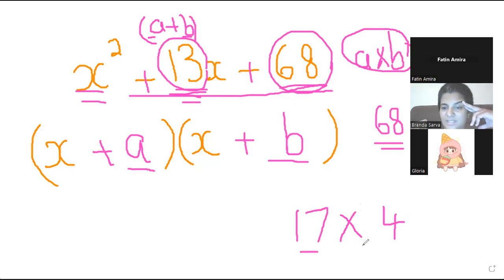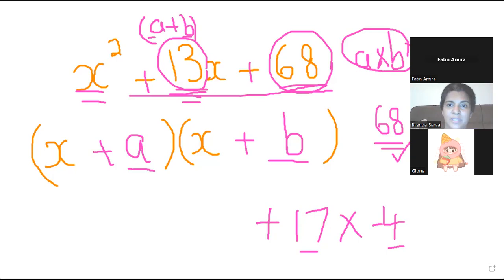Okay, 17 times 4, I will get 68. Now, 17 minus 4, I would get 13. Yes or not? The difference. Okay, so which means one has to be a positive number and one has to be a negative number. That's all.